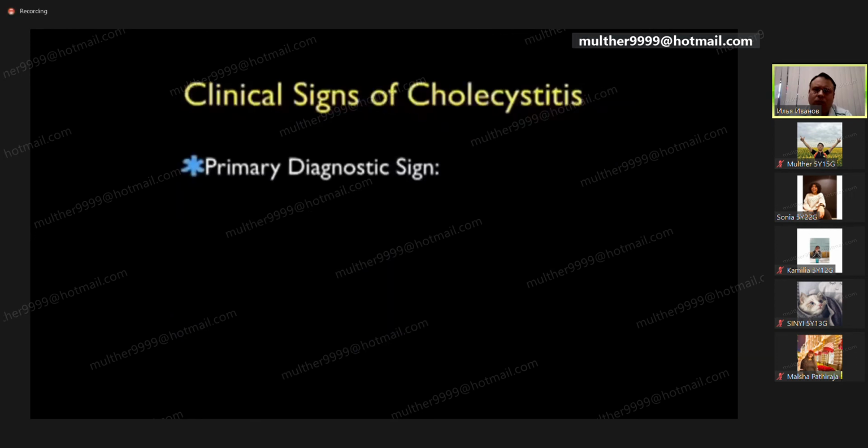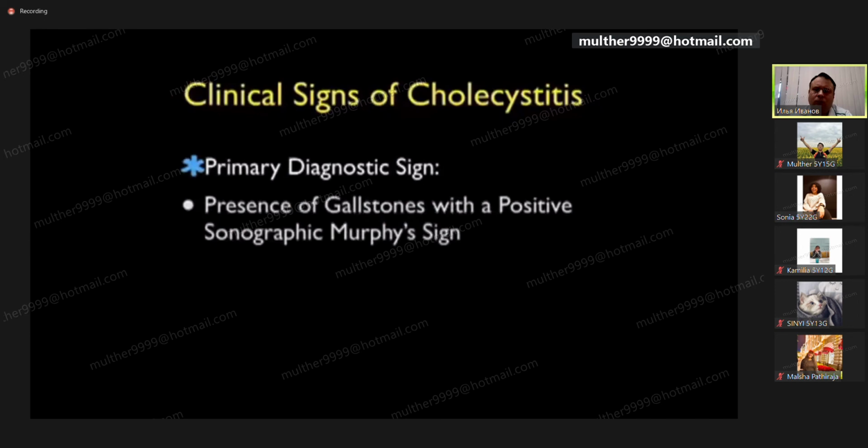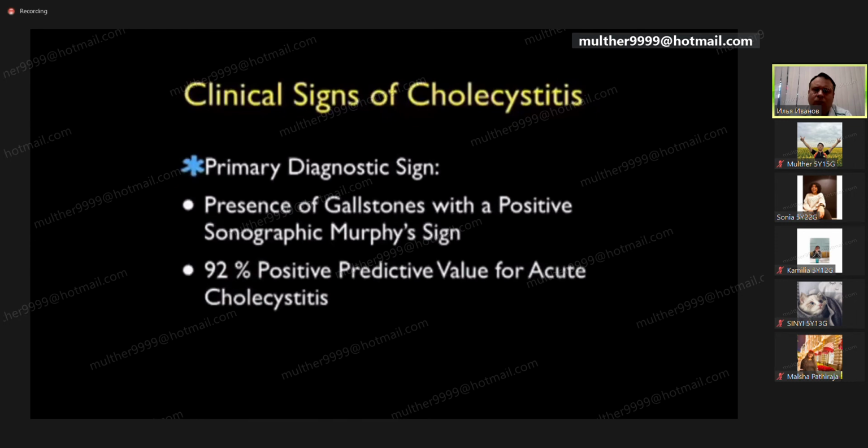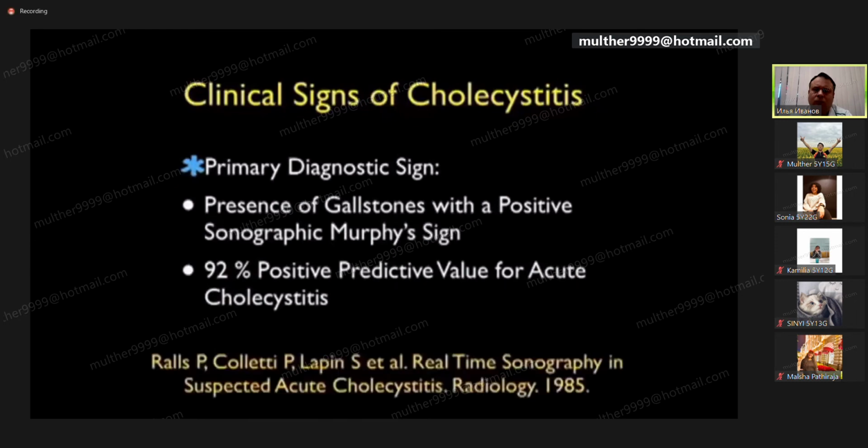What are the clinical signs of acute cholecystitis that we're examining for at the bedside of the patient with acute right upper quadrant abdominal pain? Well, the primary diagnostic ultrasound finding is going to be the presence of gallstones with a positive sonographic Murphy sign, or tenderness over the gallbladder with pressure down on the ultrasound probe.